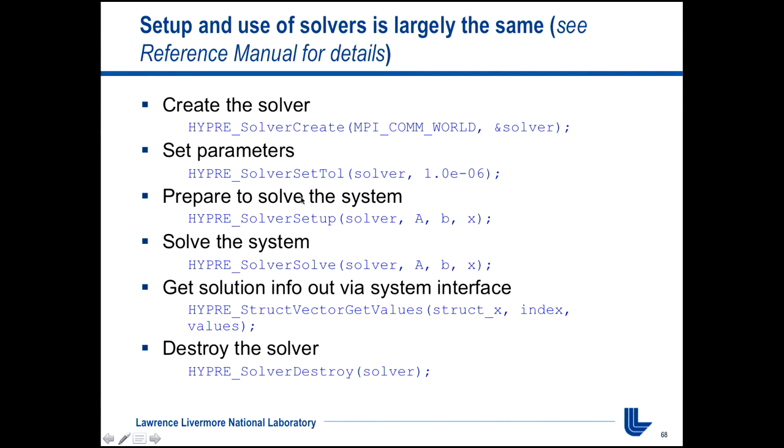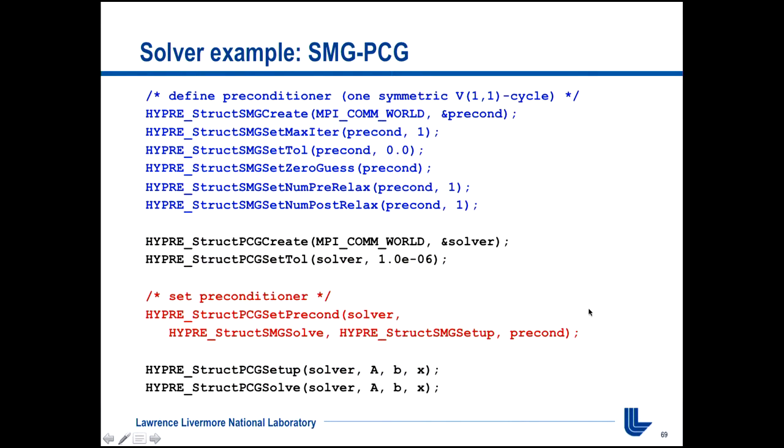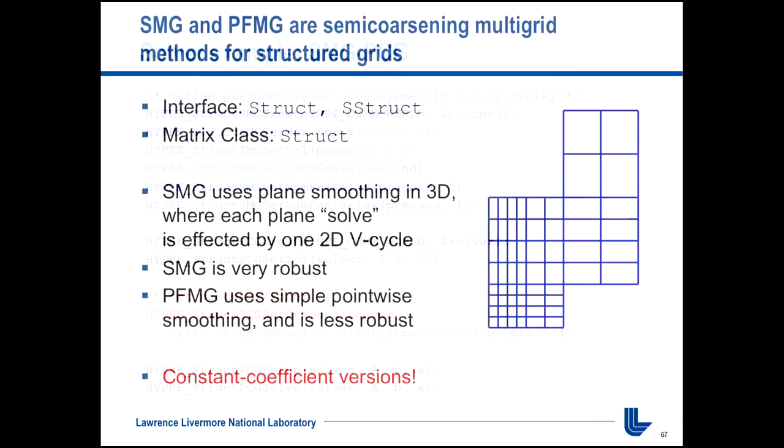Okay, building a solver is very similar to the things I've shown you so far. You create, you set some parameters like a tolerance. The AMG solver has lots of different parameters that can be set. Call setup, solve, and then you get the values out using the same conceptual interface you did before, and then you destroy the solver. So those are the main steps for all of the solvers in HYPRE. This shows you how to set up a multigrid preconditioned CG method. I'll skip over that and talk a little bit briefly about the solvers themselves.